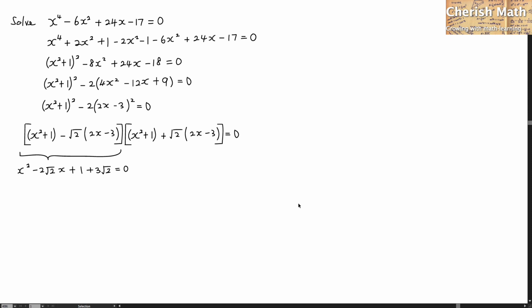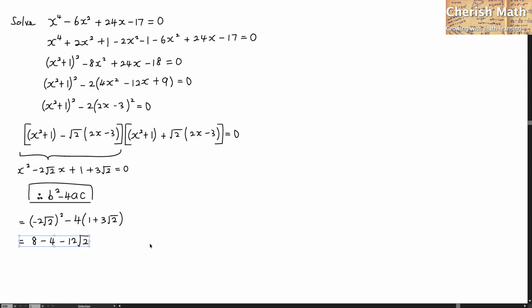And now I will have to use the so-called discriminant in the quadratic formula to find out whether the value of x is solvable or not. And this is the discriminant of the quadratic formula. I will fill in b, a, and c into this expression, and this is what I get. Keep on expanding it.